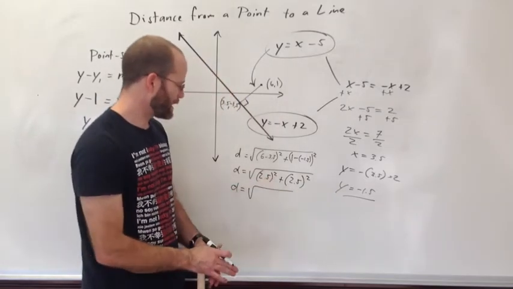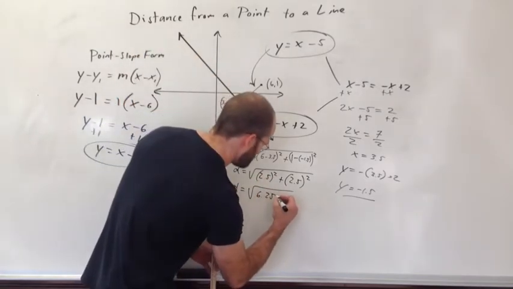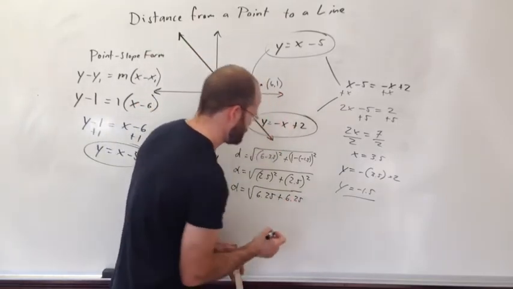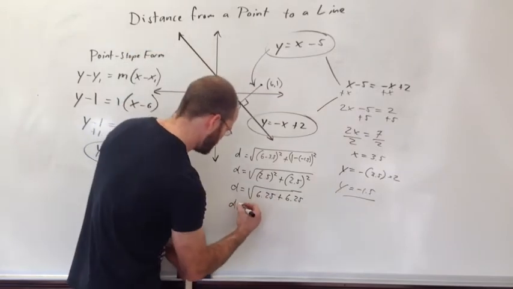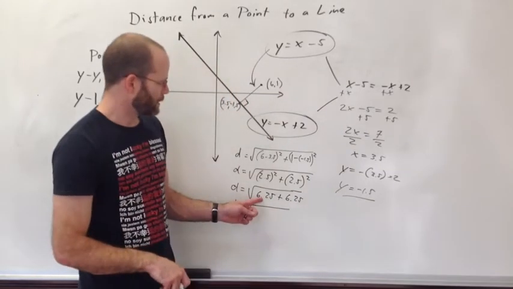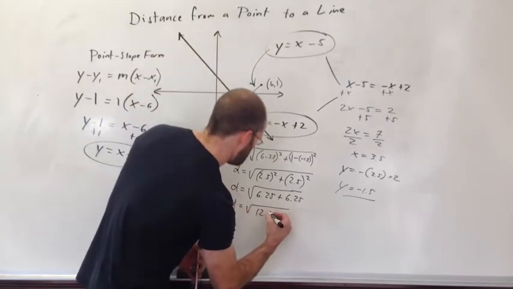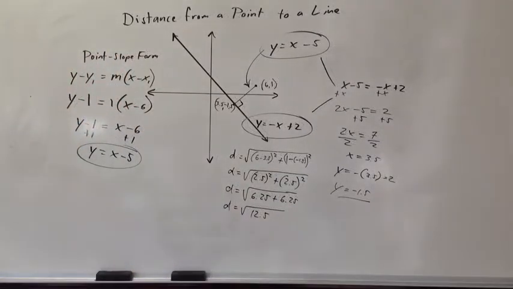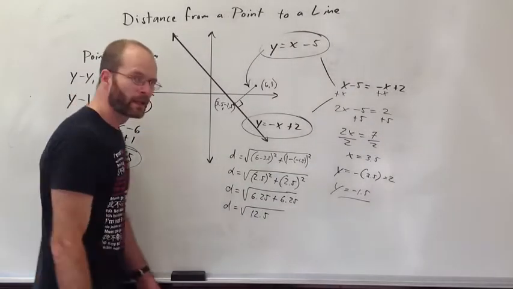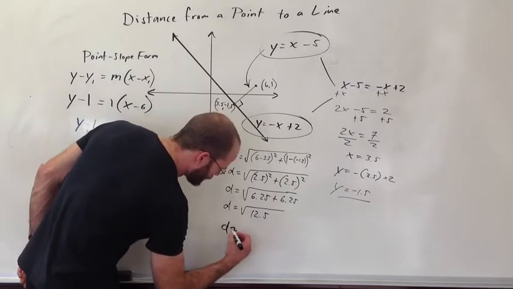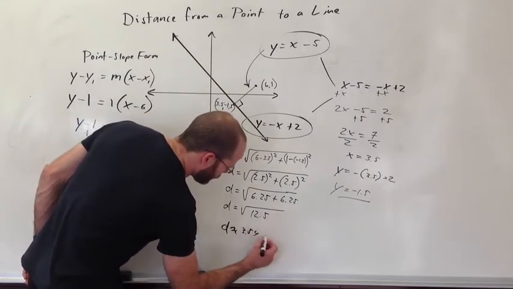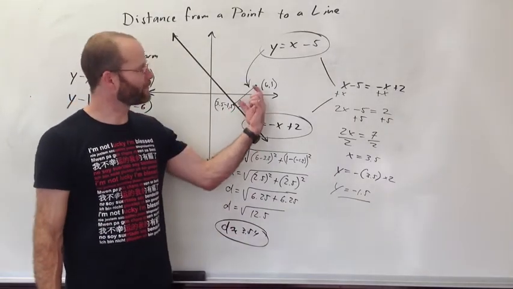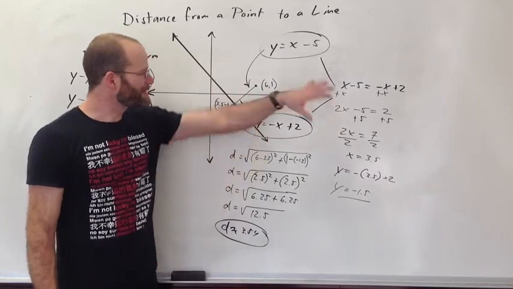So now we need 2.5 squared. 2.5 squared is actually 6.25, and another 6.25. And so now we add these together. My distance is equal to the square root of 12.5. Let's reach for a calculator and get that number. And that number is approximately 3.54. So that's my distance. This point is approximately 3.54 units from this line. So that's how we do it algebraically.